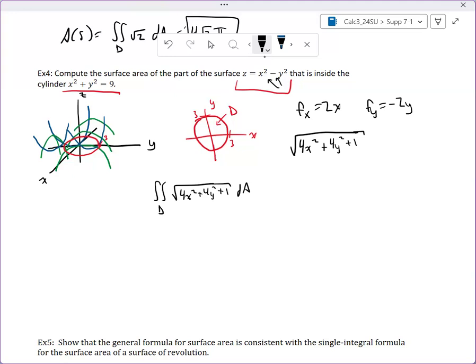Even integrating square root of 4r squared plus 1 is not going to be super nice. But again, when we move into polar coordinates, we get the r dr d theta, and that r makes our integration so much easier. So moving over to polar coordinates is going to make this easier in just about every way that it could.